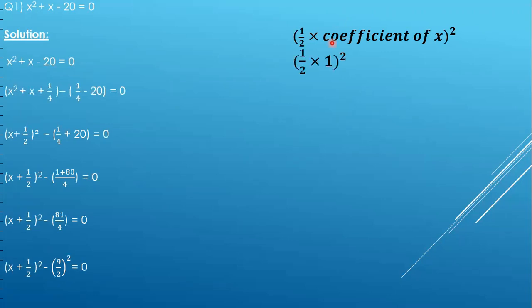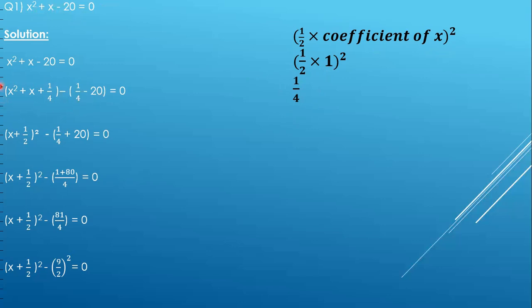which gives us half into coefficient of x, and the coefficient of x is 1. So we get half into 1 the whole square, which is half square, which gives us 1/4. Now we have to give the positive number to the variable side and the negative number to the constant side. So we get x square plus x plus 1/4 minus 1/4 minus 20.